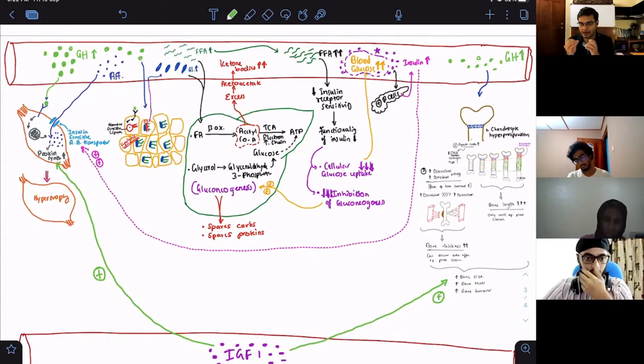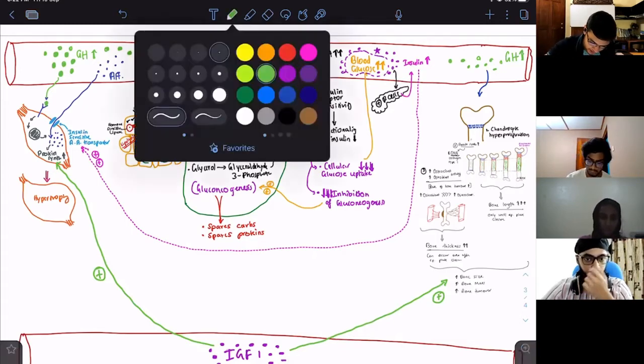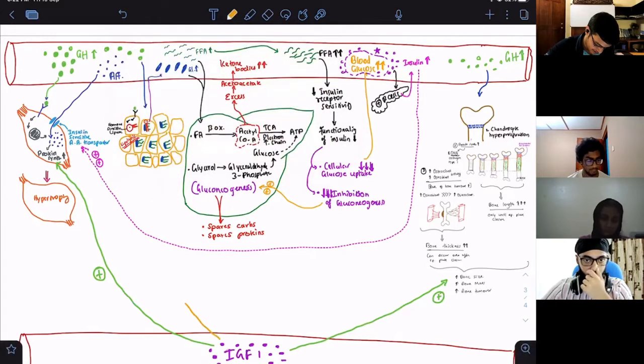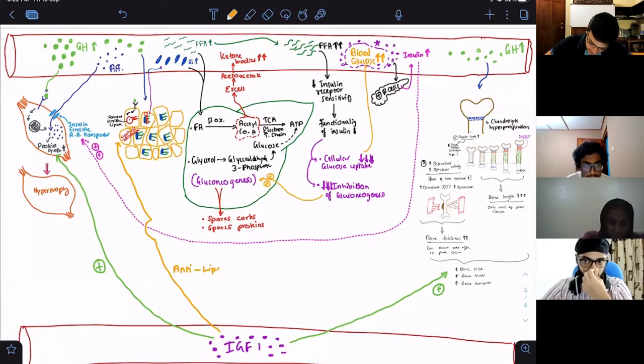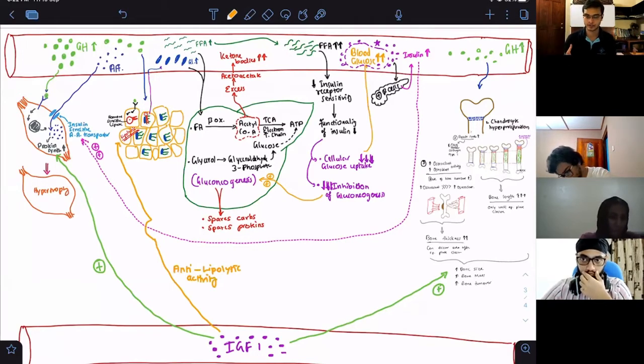But for you to get the understanding, what happens, guys, here, IGF, you all can take another color pen. IGF has a very important function right here. IGF, guys, has an anti-lipolytic activity. Now look at this. Growth hormone helps lipolysis, right? IGF, once it is there, has a little bit of an anti-lipolytic activity.